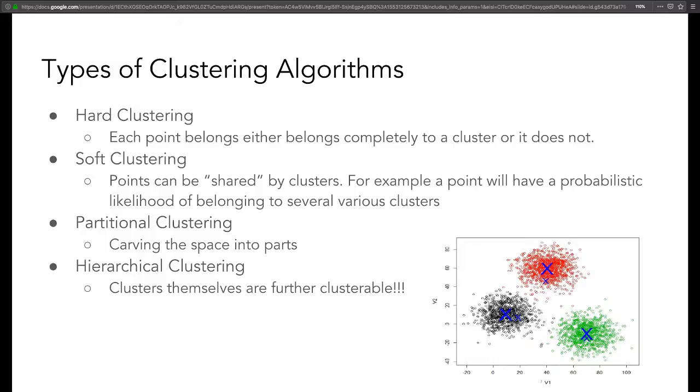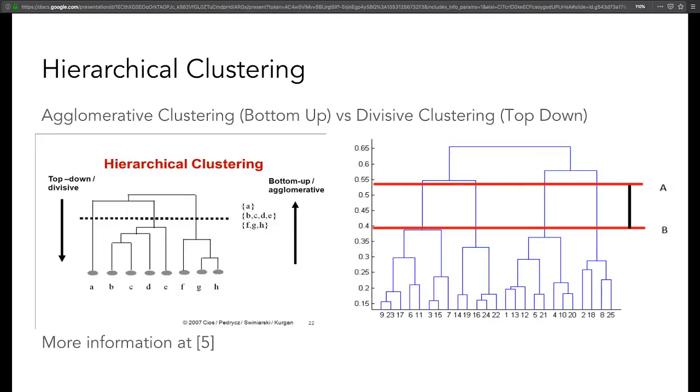Partitional clustering is basically carving up your space into parts. For example, here we have a 2D plane of some feature set. You can carve it into 3 parts, the red, the black, the green. And it plays a lot into hard clustering because these have a concrete label. And there's hierarchical clustering, which is basically saying clusters themselves can be further clusterable. And that plays into soft clustering because you can have a point that belongs to multiple different clusters.